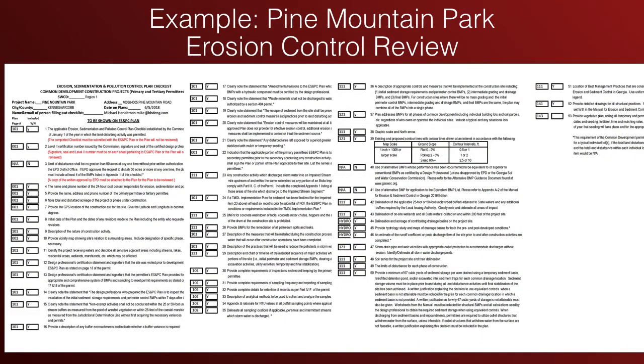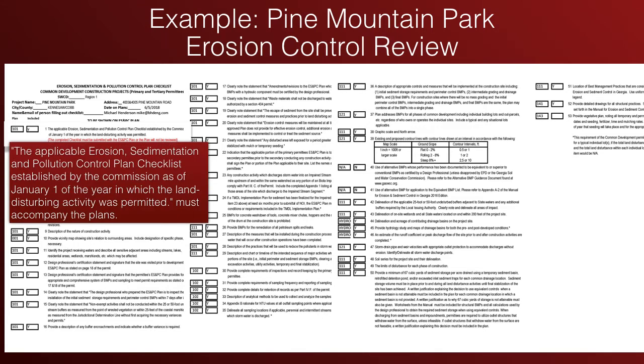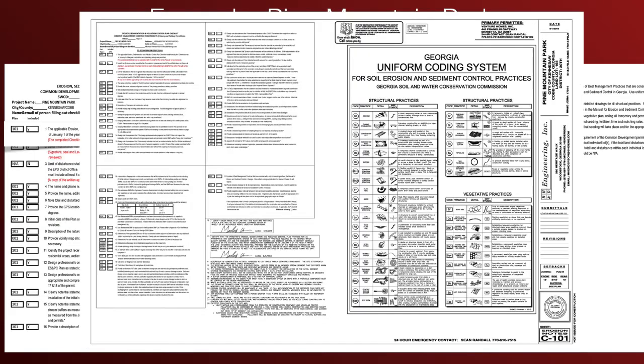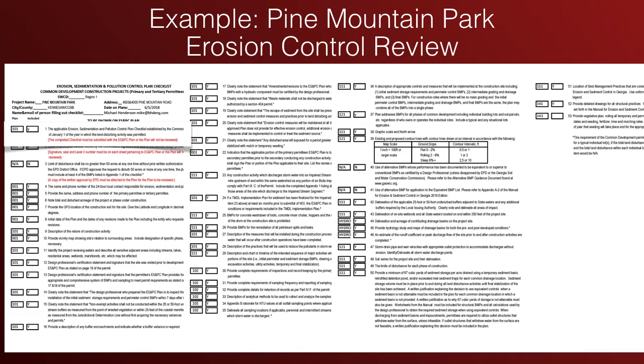So here's the erosion control checklist that was used for this project. There are 53 items. Let's just jump into number 1, which is pretty simple. The applicable erosion, sedimentation, and pollution control plan checklist established by the Commission as of January 1 of the year in which the land disturbing activity was permitted must accompany the plans. Simple enough. Put the erosion control plan checklist on your plans. So you can see here on page C101, it's prominent over on the left. Not all of the items are this simple though.